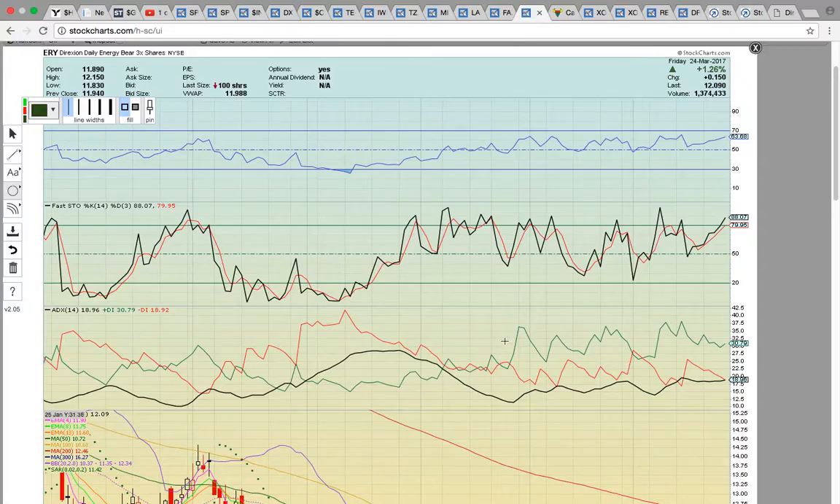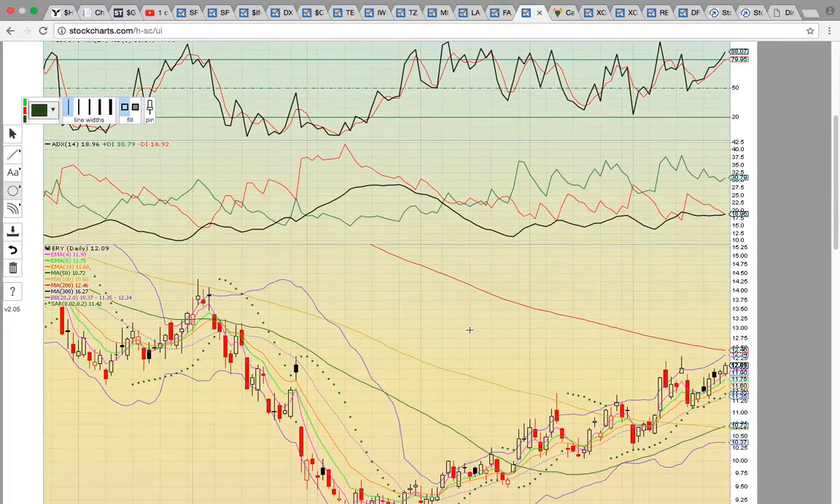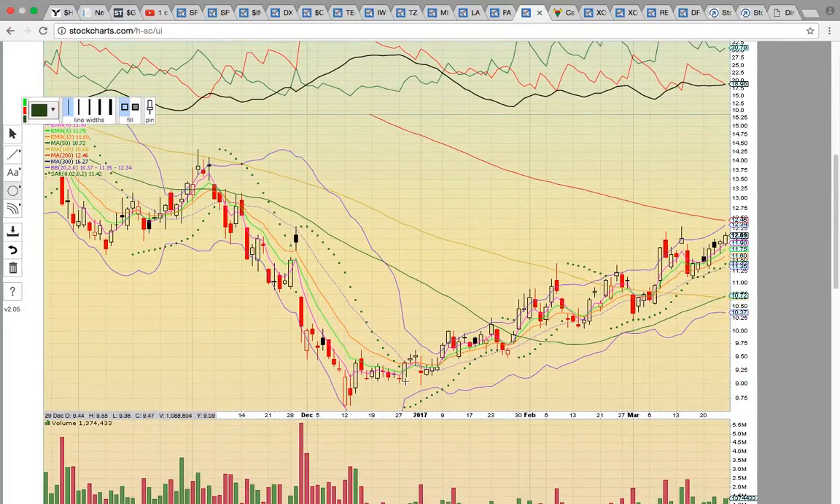All right, now let's look at what we've got our eye on. Okay, so what's been the most beat up sector going on? In our eyes, nothing's been more beat up than the energy sector. This is ERY, the energy bear 3 times. Now look at this really strong uptrend. Check out how the energy bear has been very strong.